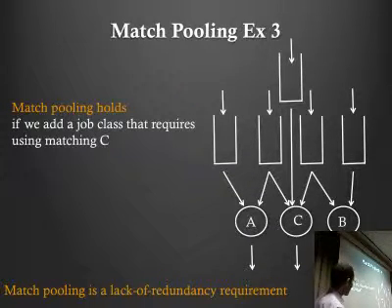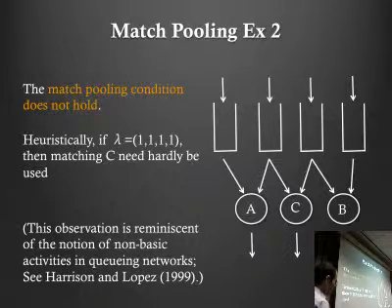But if I add an extra customer type or job type here to be served by C, then suddenly it does hold. Because now I cannot serve this new type here without using matching C in a significant way. So really the condition is you cannot have matchings that you can underutilize. If you have matchings that you can underutilize, then our results don't hold, and the reason is that the analysis becomes much more sensitive.